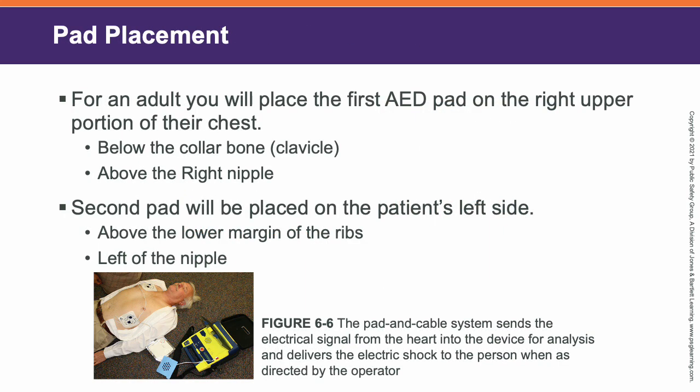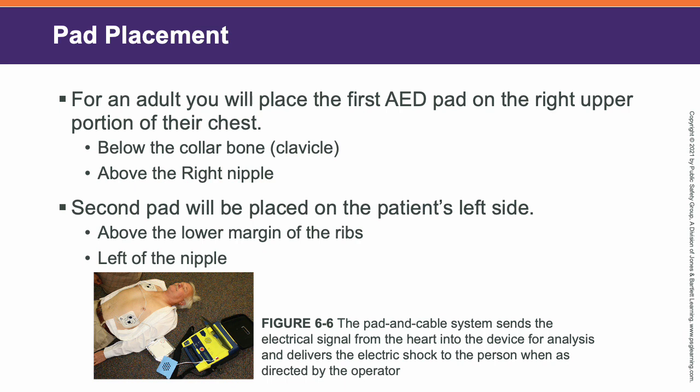All right. So as far as actually placing the AED pads on a victim, here's how you do it. For an adult, you will place the first AED pad on the right upper portion of their chest. You're going to go below their collarbone or their clavicle and above the right nipple. As you can see on this gentleman here, goes right here. There's his nipple, his collarbone's up here. Below the collarbone, above the nipple.